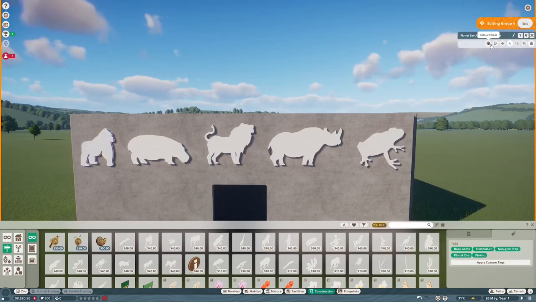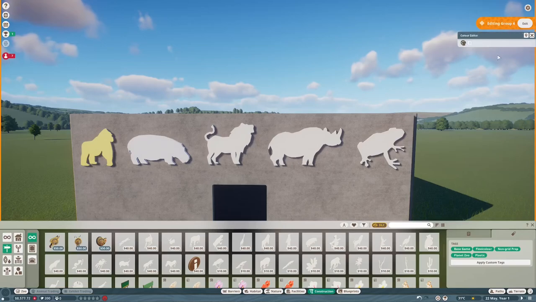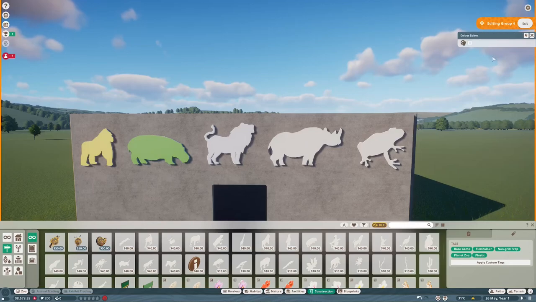And I feel like zoos tend to have this bright kind of color scheme going on. Like, change these. I think this is a good way of getting a little bit of creativeness into the zoo. Easy, easy peasy, you know.